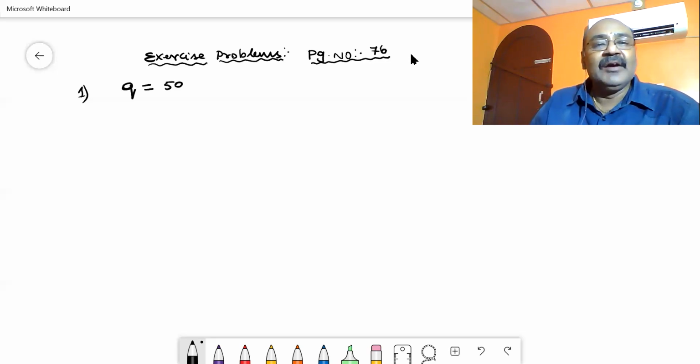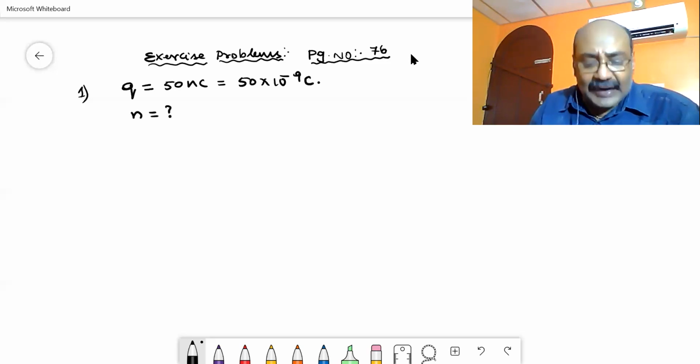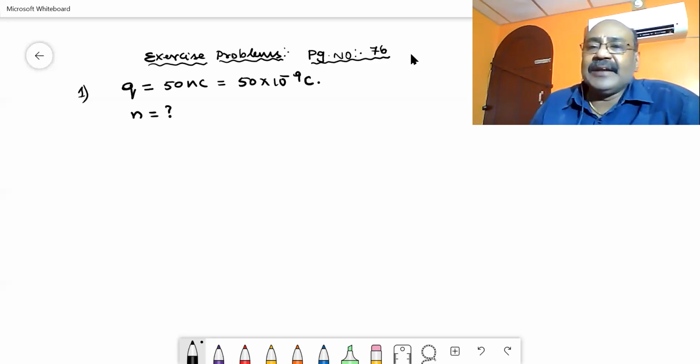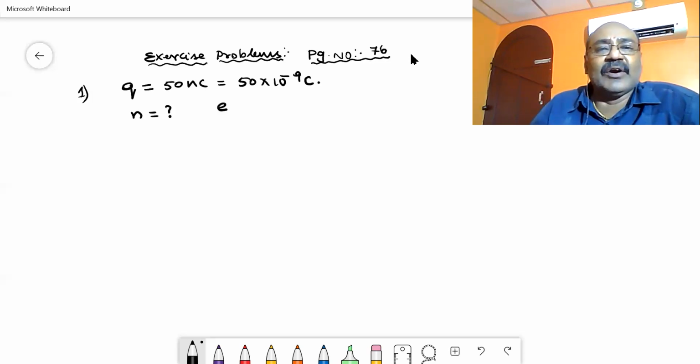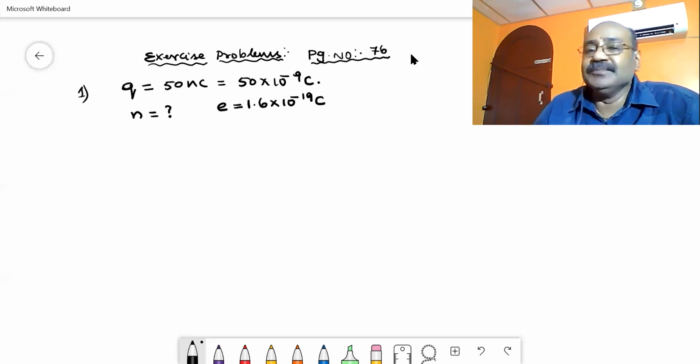So I am writing 50 nanocoulomb. Converted to standard unit, you will be getting 50 into 10 to the power of minus 9 coulomb. We are asked to calculate the number of electrons that must be transferred to produce this charge. In order to calculate the number of electrons, let us consider the charge of one electron. Charge of one electron is represented as e, which is equal to 1.6 into 10 to the power of minus 19 coulomb.